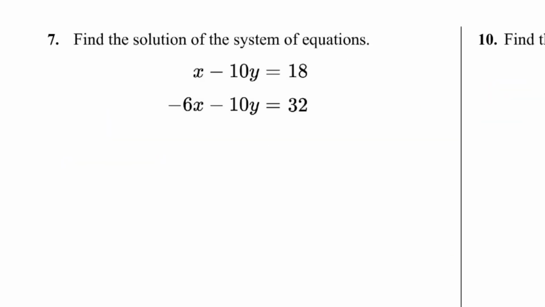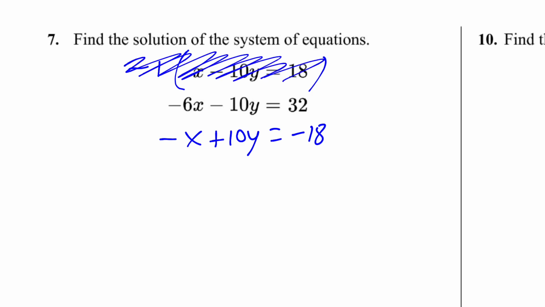Number 7, I see that my y column already has the same numbers. Is one a plus and one a minus? No. So what I'm going to do is I'm going to take this top equation, I'm going to multiply the entire thing by a negative 1. If I rewrite that, I have negative x plus 10y is equal to negative 18. And now I'm going to cross out that equation because I rewrote it slightly different.